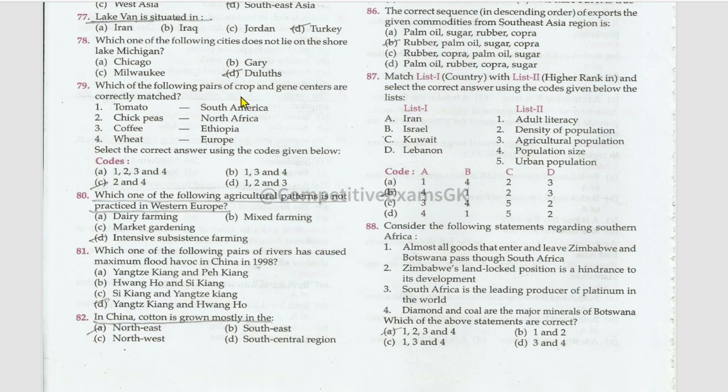Which of the following pairs of crop and gene centers are correctly matched? Tomato, South America, no. Chickpeas, North Africa, right. Coffee, Ethiopia, no. Wheat, Europe, right. 2 and 4 are correctly matched.